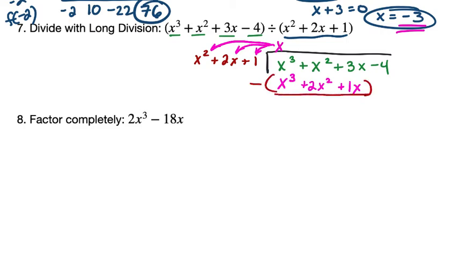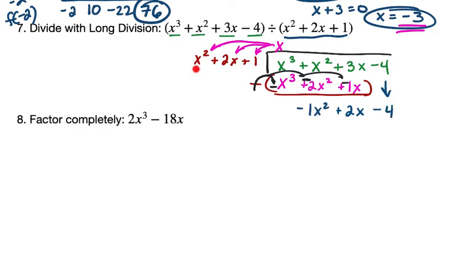subtract. Now when you subtract this, what you want to do is distribute that negative to there and to here and to here, and then do your addition. So x cubed minus x cubed is 0. X squared minus 2x is negative 1x squared. 3 minus 1 is 2x. And then you bring down your next term.